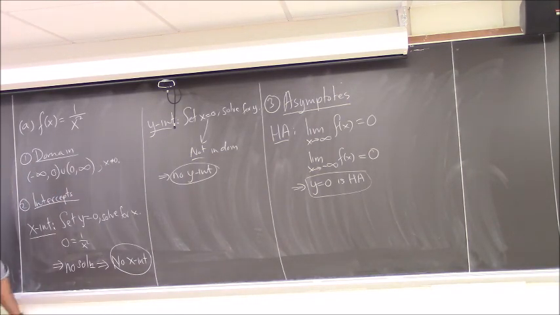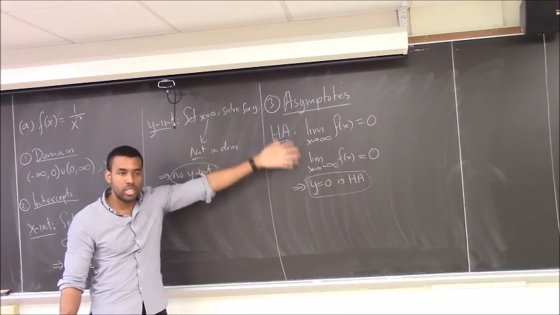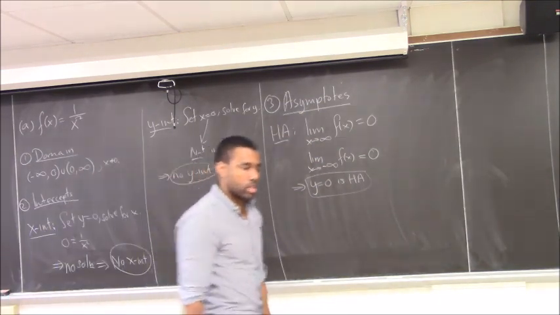By the way, for rational functions, these are functions where the top and bottom are polynomials, these limits will always actually be the same thing. But in general, they're not the same.